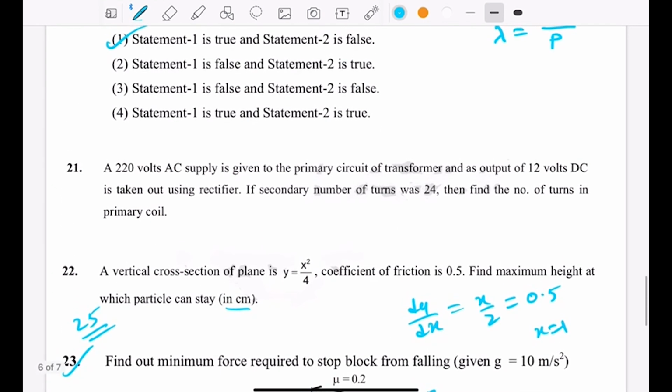Another question, an easy question. An output of 12 volt DC is taken out using a rectifier. Okay, secondary numbered ones.